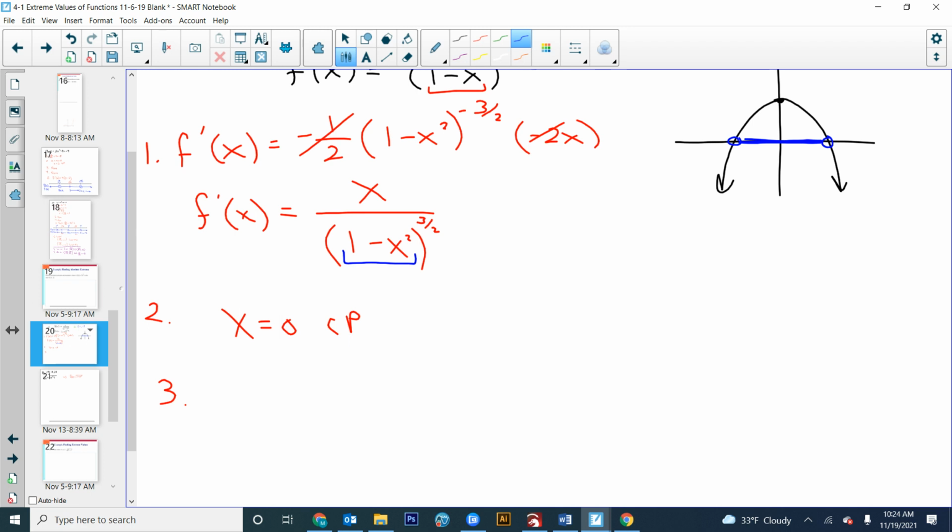It's sometimes hard for students to see, but it's 1 minus x squared to the 1/2, cubed. You have to square root it before you cube it. All right? And you can't square root a negative, so this inside can't be negative. Well, when does 1 minus x squared equal 0 or less than 0? Negative.